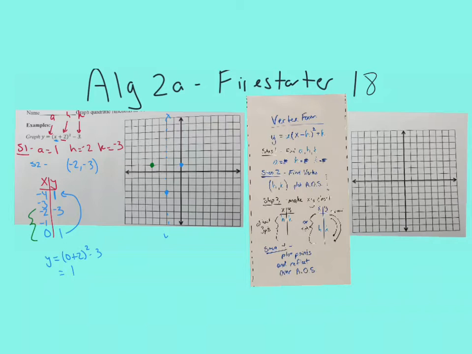Now I'm going to do the exact same thing, but this time I'm going to plug in negative 1. So the purple writing is me plugging in negative 1. Y equals, instead of X, I'm going to put negative 1 plus 2 squared minus 3. Negative 1 plus 2 is 1. 1 squared is 1. So this whole first chunk turns into 1. 1 minus 3 is negative 2. So I put negative 2 here, negative 2 there.